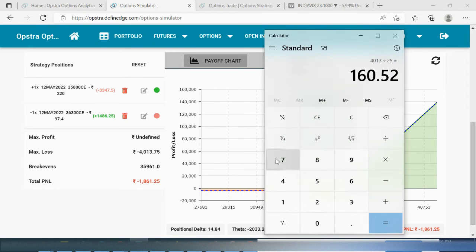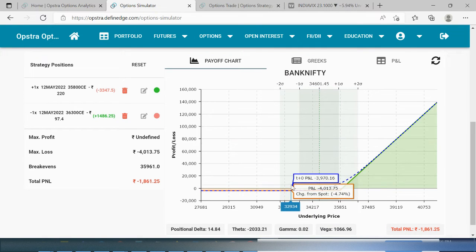Go to the calculator and check 4,000, how many points we need? 4,000 divided by 25, which is the Bank Nifty lot. So we have to cover 160 points, right? We have to cover 160 points to minimize this loss, and that would help you in terms of creating the credit spread.